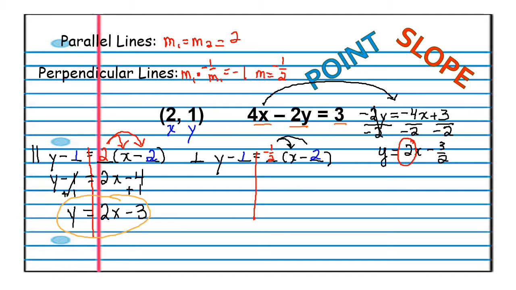Okay, going to distribute. And again, I still like working from left to right. -1/2 x. Negative times a negative is a positive. 2/2 is a 1. Add our 1's just like we did before. And y is going to equal -1/2 x plus 2. And we now have our perpendicular line to our original equation, 4x minus 2y equals 3.